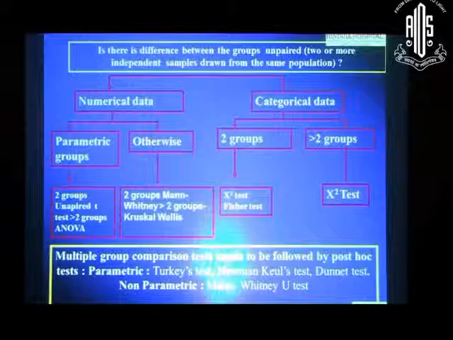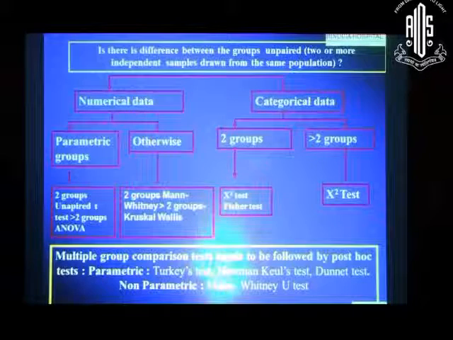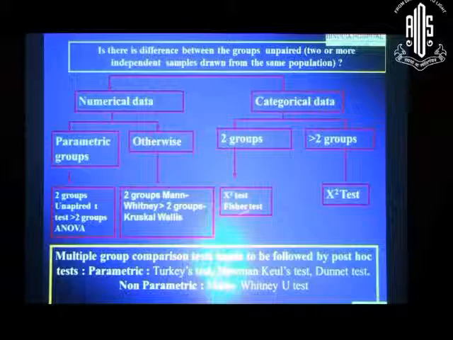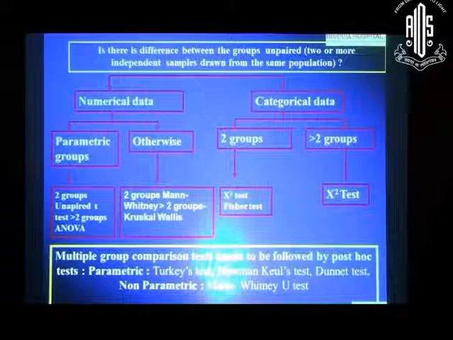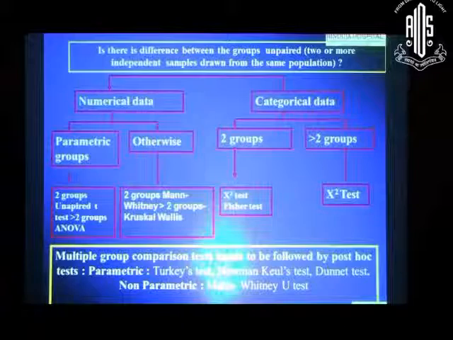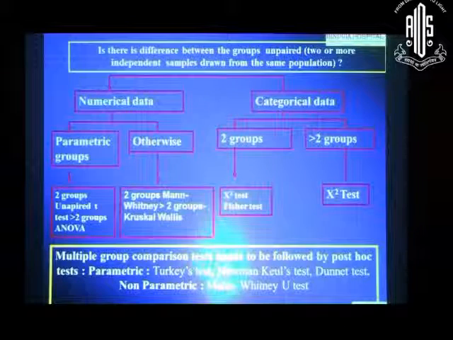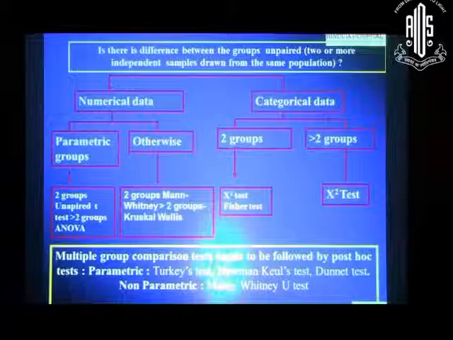If it is categorical data, not numerical, for 2 groups or more than 2 groups, it is the chi-square or Fisher test. So just try to understand the basic principles. If you have understood this table and how to go about it further, then half your job is done.